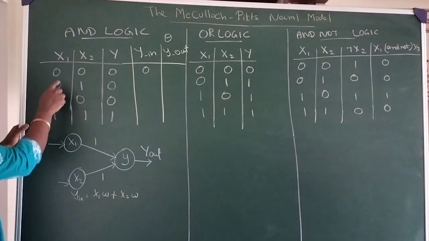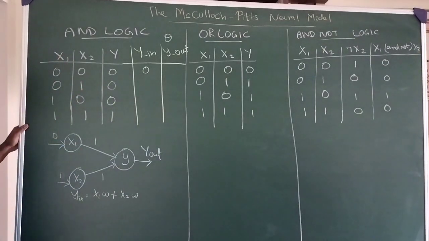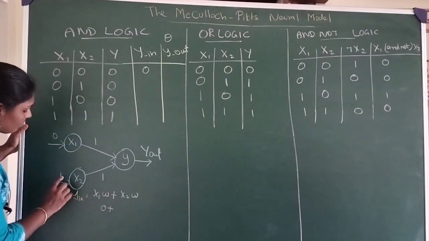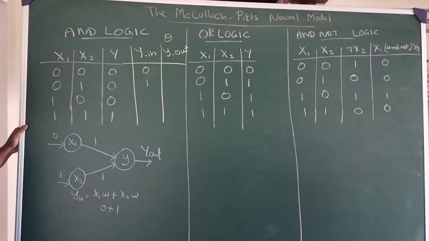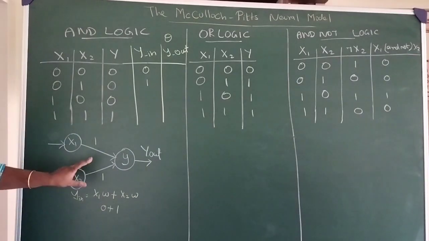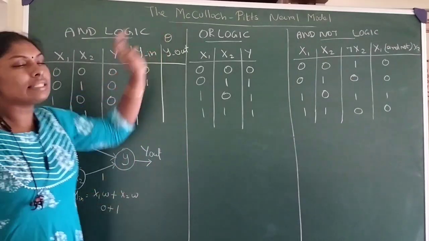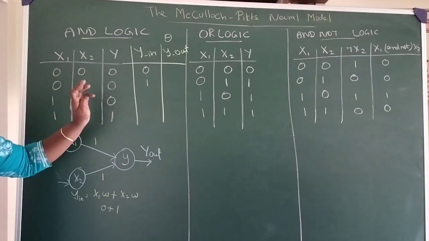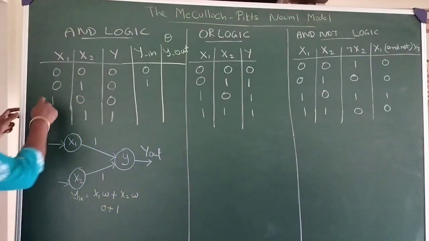Now take the next pattern. x1 is 0 and x2 is 1. What will your value look like? 0 into 1 is 0 plus 1 into 1 is 1. So your output is 1. For the next patterns, you have to check all possible patterns. The net has to stabilize for all possible patterns. So you have to set the threshold, or set the weight vector, in such a way that in future when I give this input, it automatically recognizes it or gives the output of AND logic. So the first two are done.